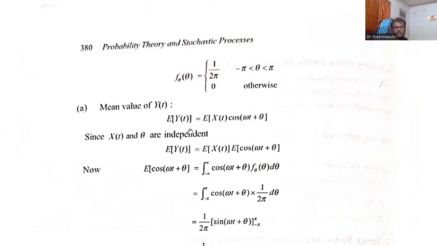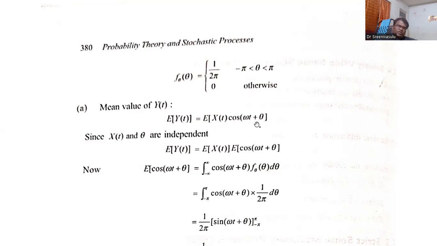Now, whether it is wide sense stationary or not, we need to check the properties of the mean value and autocorrelation. The expected value of y(t) is the expected value of x(t) cos(ωt + θ). This equals the expected value of x(t) times the expected value of cos(ωt + θ), because these are two separate signals: one is a random process, and the other is a different case.